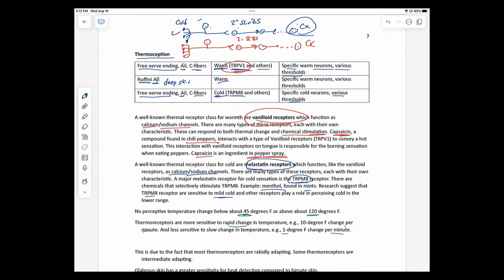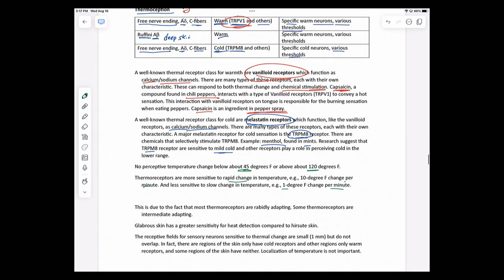Why? Because of rapid adaptation. I'm changing the temperature so slowly that the rapid adapters are maybe detecting a little bit of change, but then they quiet down. So again, we're more sensitive to rapid changes in temperature than we are to very gradual changes in temperature. And again, this has to do with just rapid adapting receptors. Again, as I said, some thermoreceptors are actually intermediate adapting.